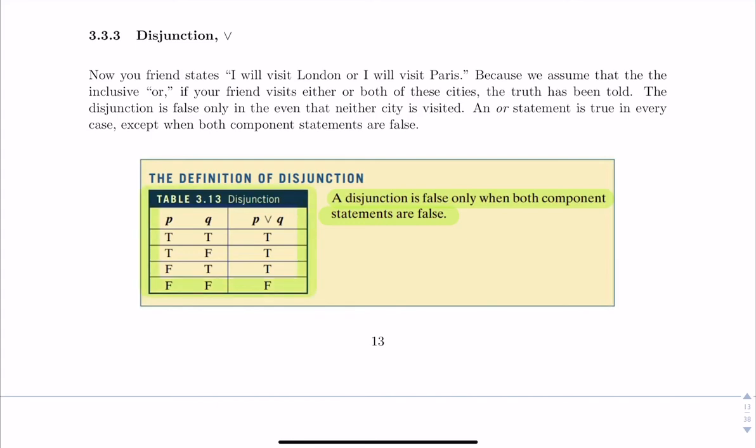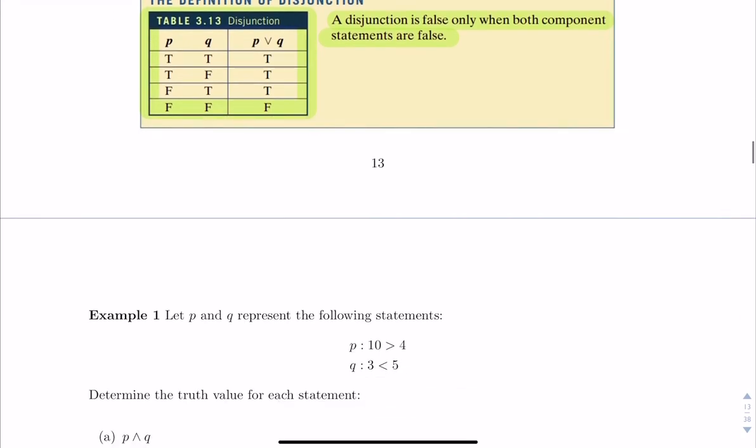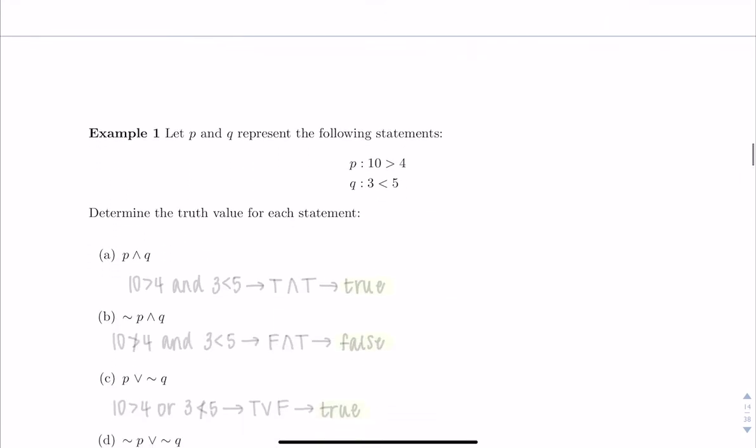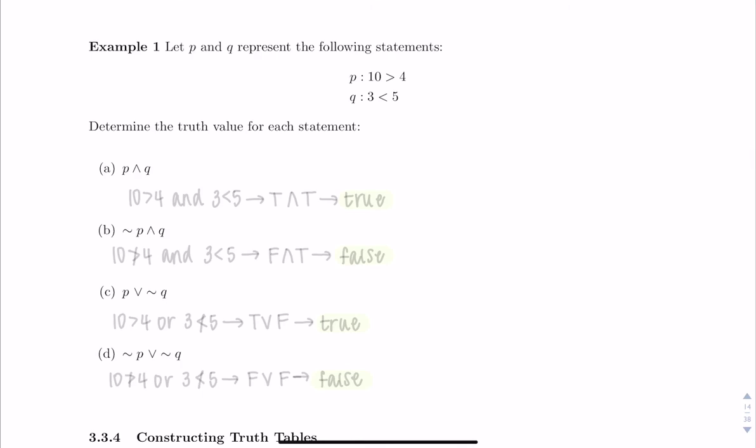So they're all true unless they're both false. So let P and Q represent the following statements. P is 10 is greater than 4, and Q is 3 is less than 5. We want to determine the truth value for each statement. So P and Q. That says that 10 is greater than 4, and 3 is less than 5.